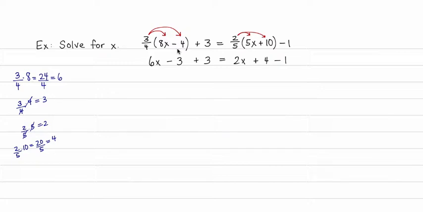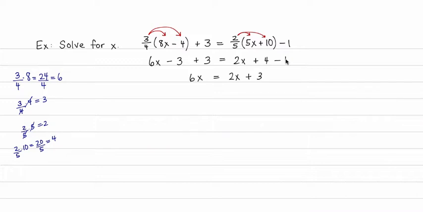Okay. So then we're going to want to group together like terms here. So let's look on this left-hand side of the equation. There's a 6x right here, and then we've got minus 3 plus 3. That just is plus 0, right? We can think of those as canceling each other out. So on that left-hand side, all we've really got is a 6x. And then on this right-hand side, we've got a 2x. And then we've got plus 4 minus 1. Plus 4 minus 1 just gives me plus 3.